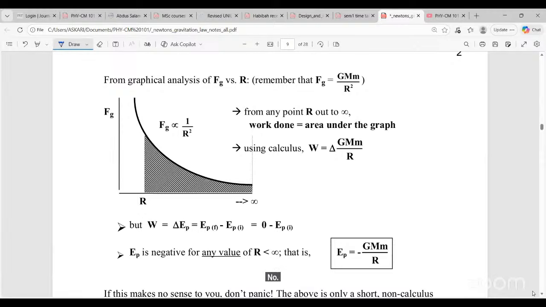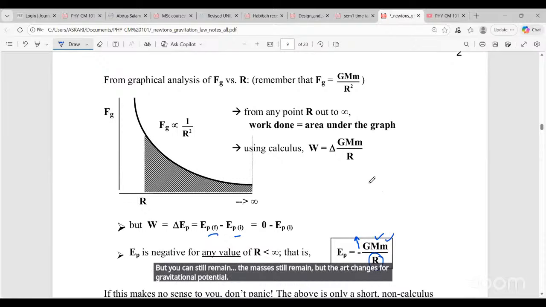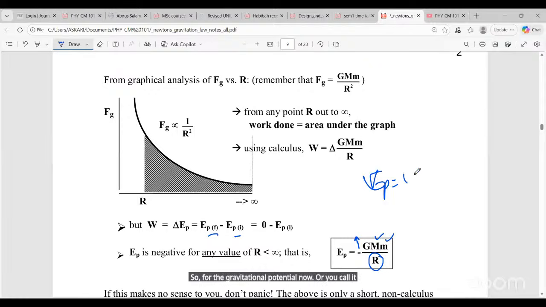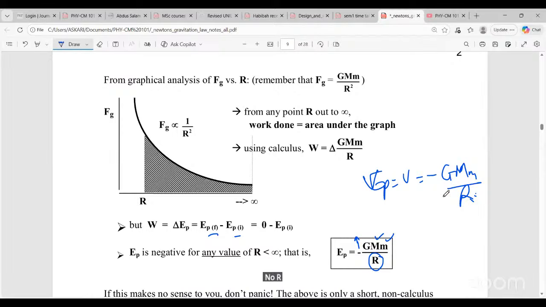Now, what we have here for gravitational potential, you can see the difference. Because of the gravitational potential, you'll be subtracting the initial from the final. And that is what led to this negative sign. The masses still remain, but the R changes for gravitational potential. So the gravitational potential now, or you call it EP, some texts will say V, is equal to minus GMm divided by what? R. No R squared, like we have for the force, that is R squared. And for the force, no minus sign. I hope it is clear.